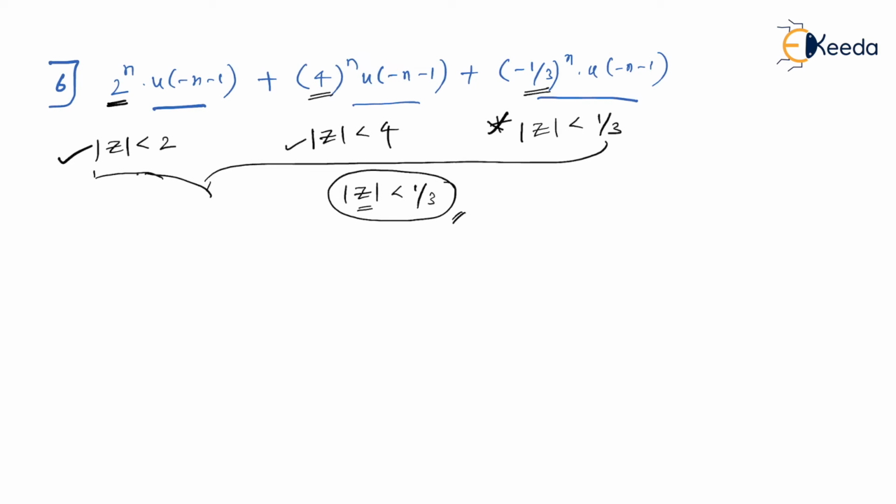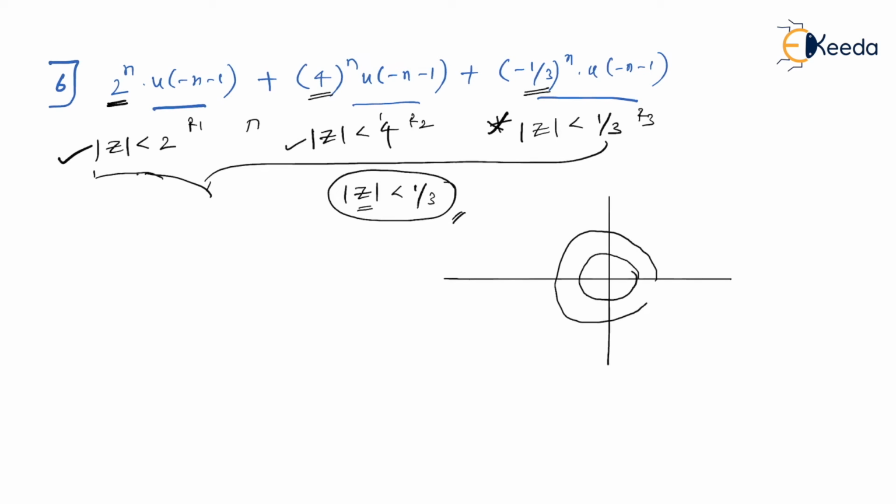And of course, whenever it is a linear combination, that is R1 ROC, R2 ROC, and R3 ROC, our duty is to take R1 intersection R2 intersection R3, and that gives you the common ROC. So we can draw it, in fact. So 3 circles are associated: circle 1 with radius 1 by 3, circle 2 with radius 2, and circle 3 with radius 4.